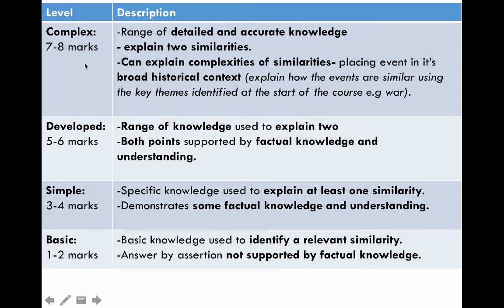But to get 7 or 8, you must have a range of detailed and accurate knowledge, so really specific. You must explain 2 similarities like before, but they must show the complexities or the historical context. And by that, we mean link into the key themes that have gone on throughout this period of time.